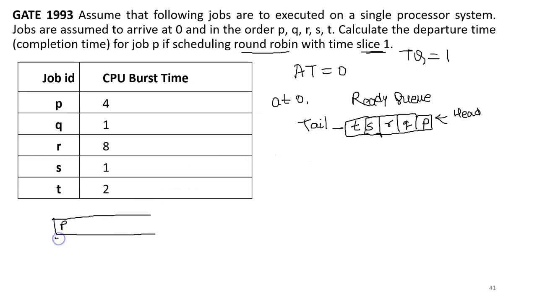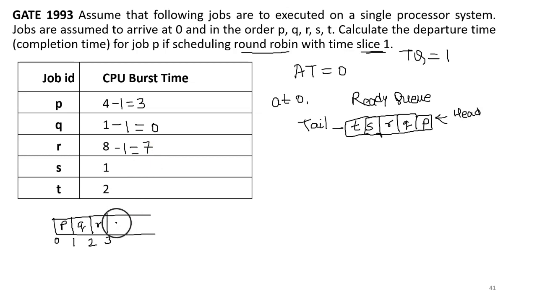So P will get CPU at 0 for 1 unit. So remaining time for P is 3. After P, next job is Q. Q will hold CPU for unit time 1, that is time quantum 1. Time quantum and the CPU burst time of Q is same. In that case, Q will be successfully executed. Then after execution of Q, R will get CPU and will execute for 1. And remaining time for R is 7.